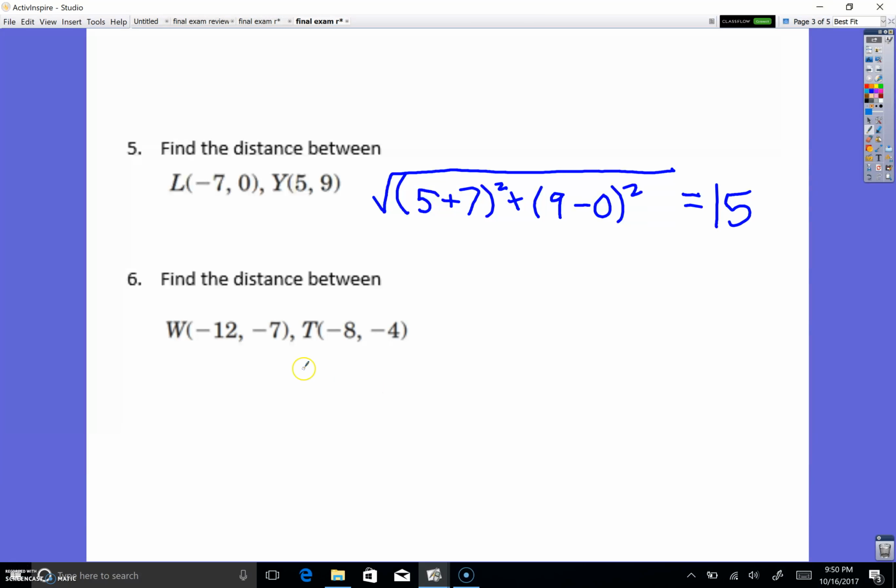Okay, distance again. Your x, -8 plus 12 squared, and then plus -4 plus 7 squared. Because remember, -4 minus a negative 7 becomes a plus 7. Okay. And if you do this correctly, you should get five.